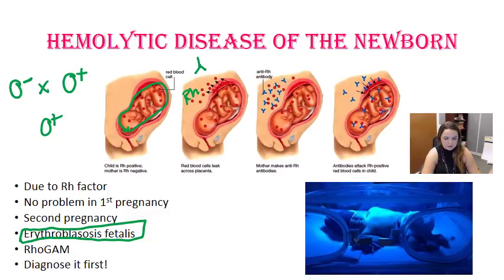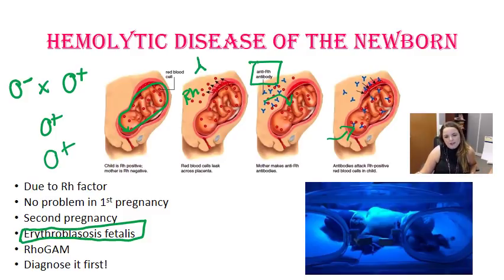So now the baby is born and the baby is fine. First pregnancy, no problem. But mom has made these anti-Rh antibodies. Now this couple decides to have baby number 2, who is going to be O positive. These anti-Rh antibodies are IgG. That means they can cross the placenta. And what happens is they cross the placenta and they attack the baby's red blood cells. And that's what leads to fetal loss. Basically, it's a hemolytic disease of the fetus.